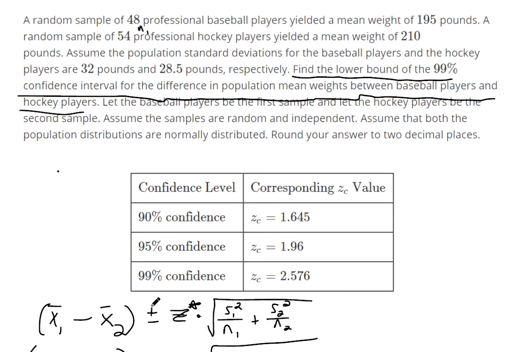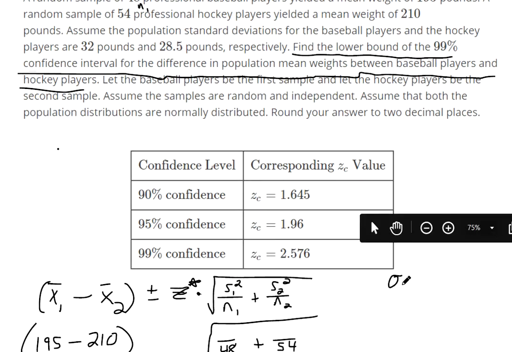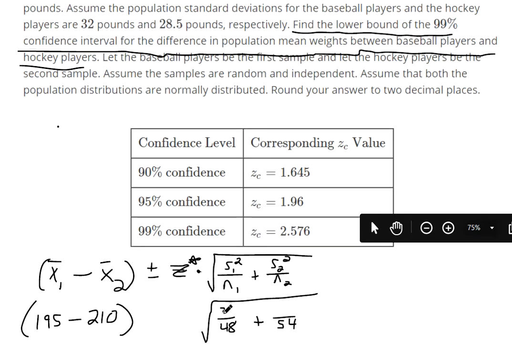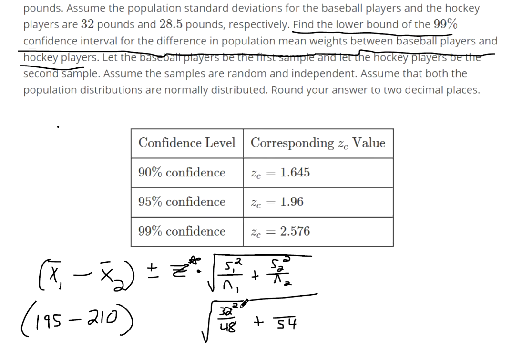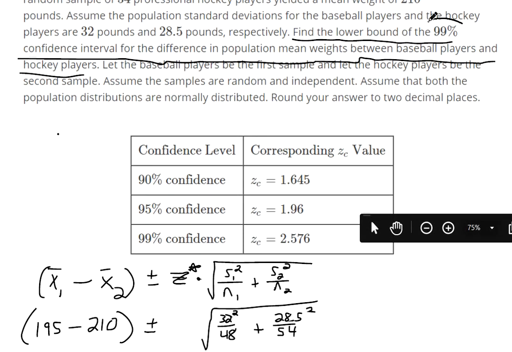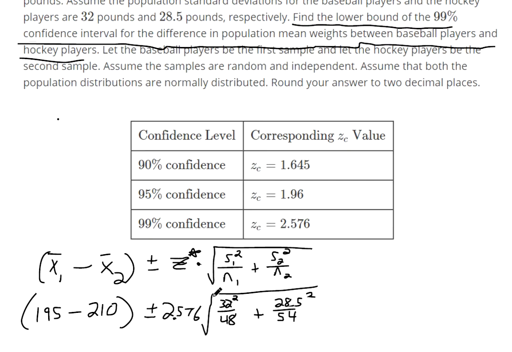The population standard deviations for baseball and hockey are 32 and 28.5. So actually they gave us the population standard deviations. The only difference is that you would use sigma for notation. Okay. So we've got 32 for one of the population standard deviations. And then we got 28.5 for the other standard deviation. So the final part here is that it's a 99% confidence interval, so 2.576 is what goes in here for z. And now we've got something to crunch out in our calculator.